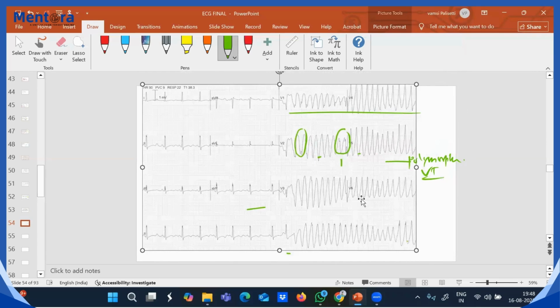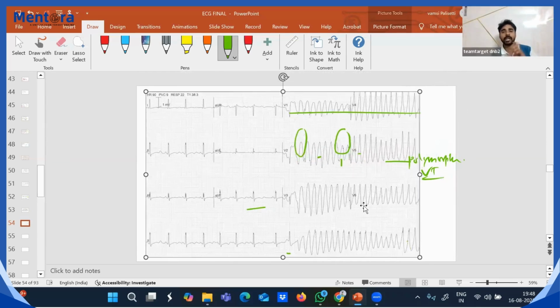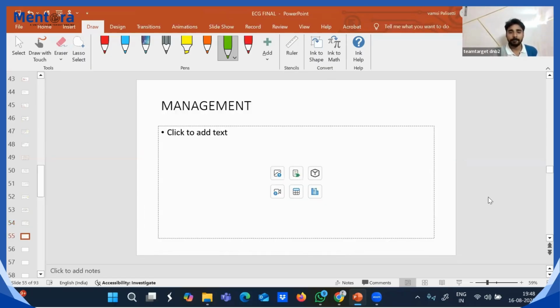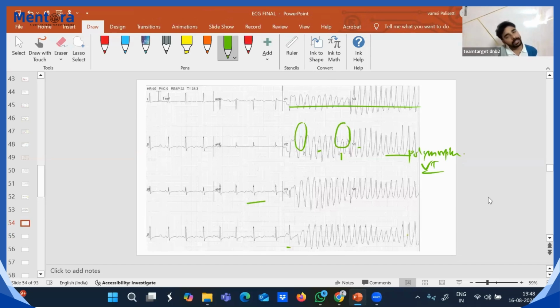So your basic point is, first you identify the VT, then you identify whether it is monomorphic or polymorphic. After identifying polymorphic, go and see the QT interval. If the QT interval is prolonged, it is torsades de pointes. That means the patient has more chance of developing VT again. You have to definitely give definitive management for this patient. If there is no long QT, then you have to identify what the cause is. Is there some structural problem or some electrical or metabolic problem? You have to see that.